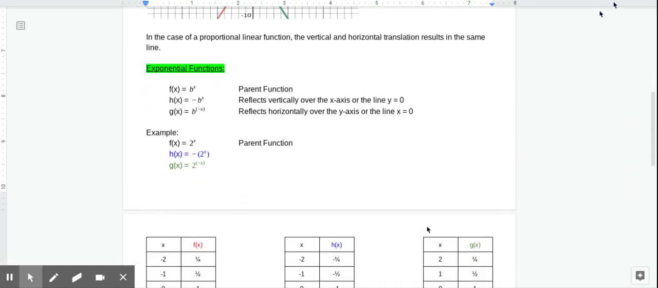If we think about exponential functions, b to the x is our parent function. H of x, we put in negative 1 as our a value, and it will reflect vertically over the x-axis or the line y equals 0. If we do it in the exponent instead, and we have b to the negative x, it will reflect horizontally over the y-axis or the line x equals 0.